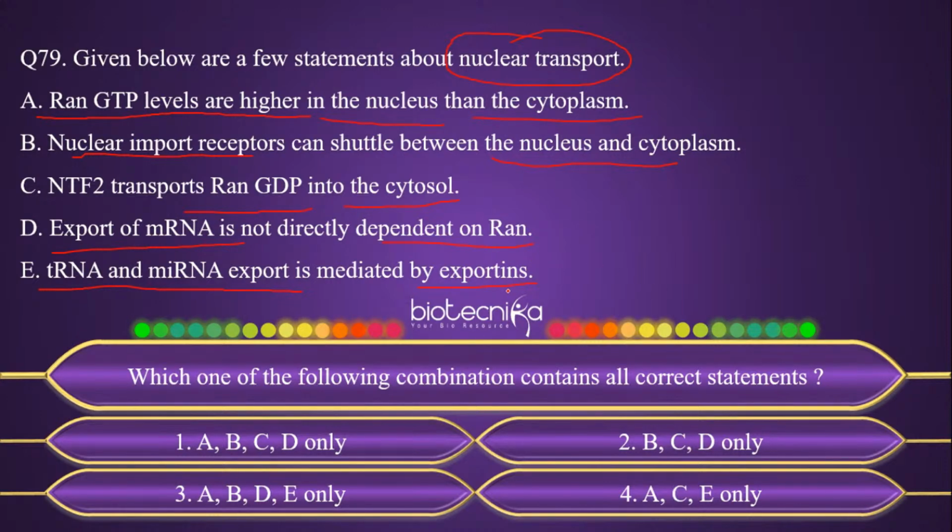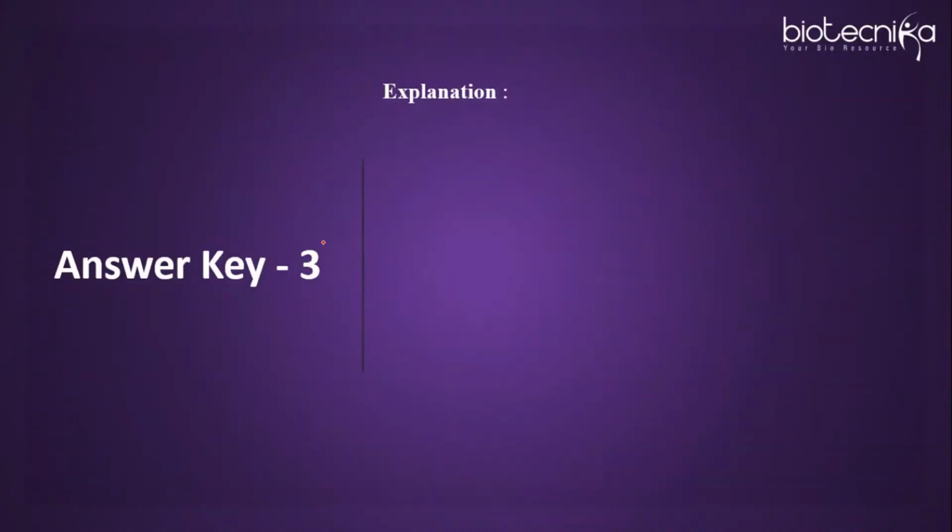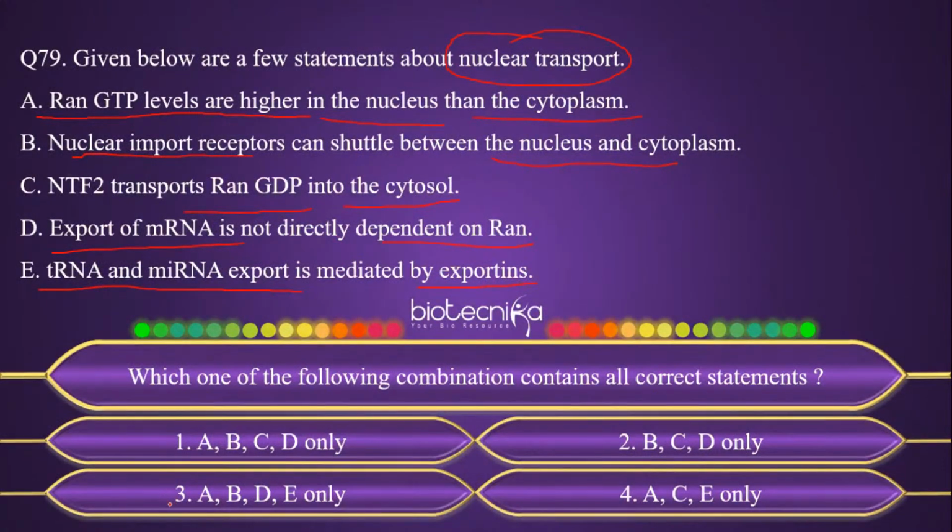Yes? See, the correct combination of statements, according to the CSIR answer key, is 3. Now, why is it 3? 3 includes A, B, D and E only. Yes, Kavita, Devanshi, Akriti, I can see your answers. See, why is C only excluded from here and why are all the others included?